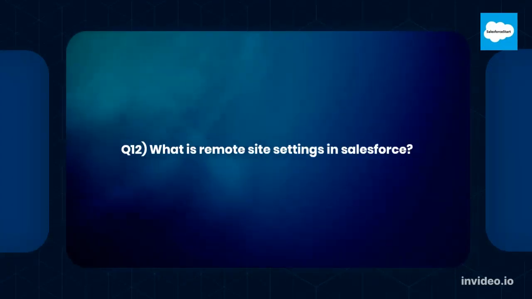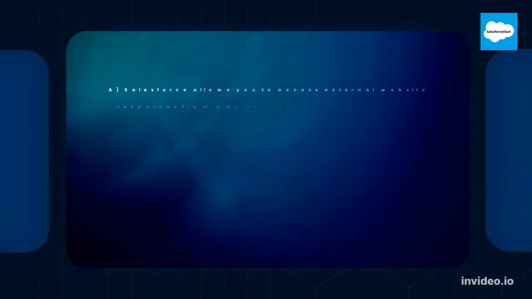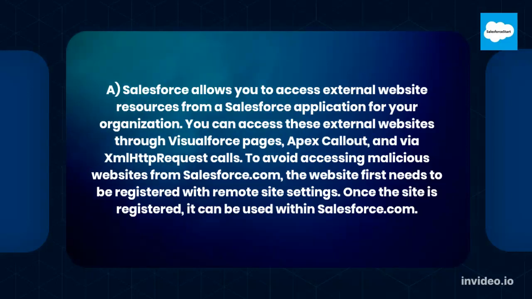Question number 12. What is remote site settings in Salesforce? Answer. Salesforce allows you to access external website resources from a Salesforce application for your organization. You can access these external websites through Visualforce pages, Apex callout, and via XML HTTP request calls. To avoid accessing malicious websites from Salesforce.com, the website first needs to be registered with remote site settings. Once the site is registered, it can be used within Salesforce.com.